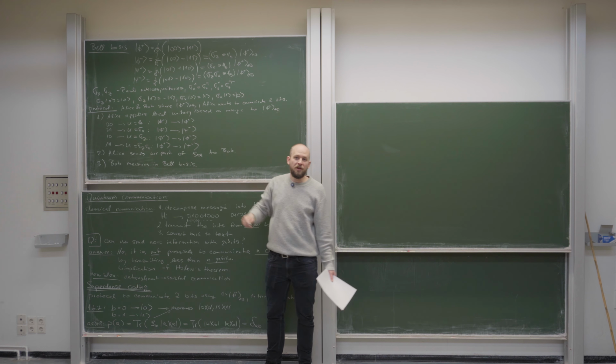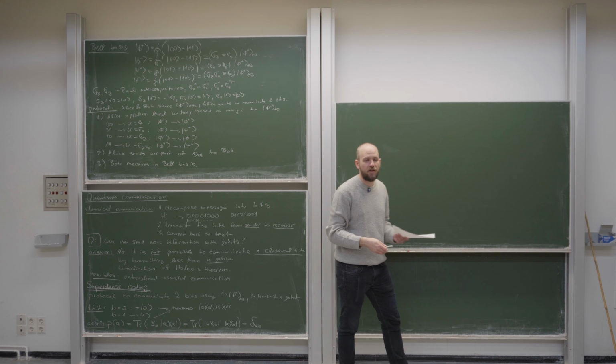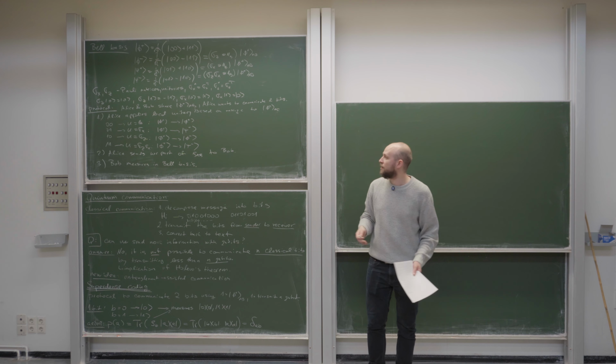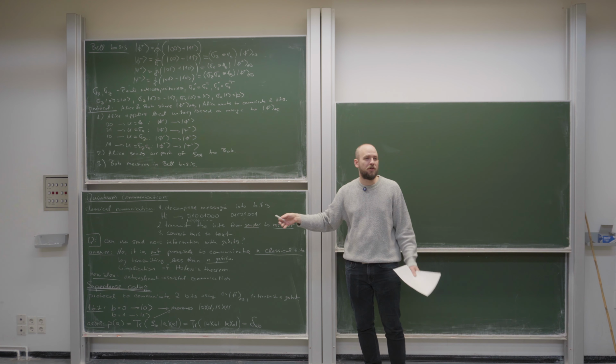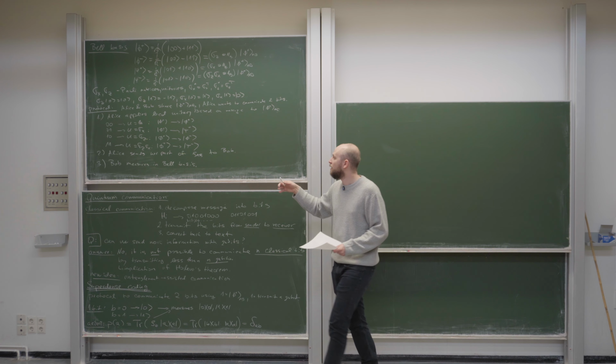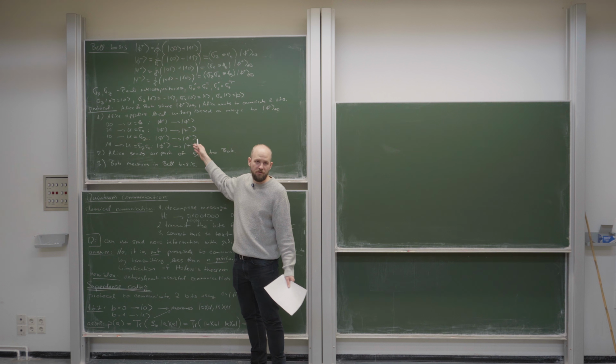But if I have, in principle, an unknown state, because I was somehow processing it or I got it from somebody else, I cannot just measure it and tell Bob the outcome of the measurement, because there is no measurement that would exactly, in a single shot, tell you which quantum state you have.